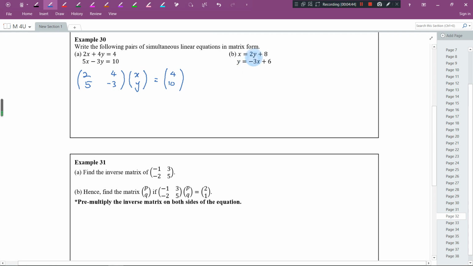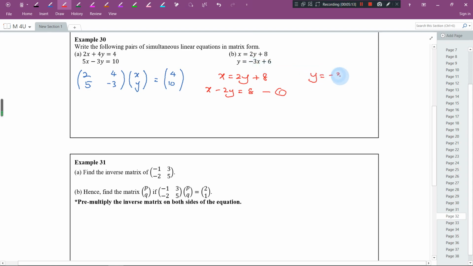For this one, you will notice that the linear equations haven't been arranged nicely. So the first thing we need to do is rearrange the terms. Let me copy this down first. x is equal to 2y plus 8. So I bring the 2y over here: x minus 2y is equal to 8. This is the first equation. Now let me move on to the second equation.